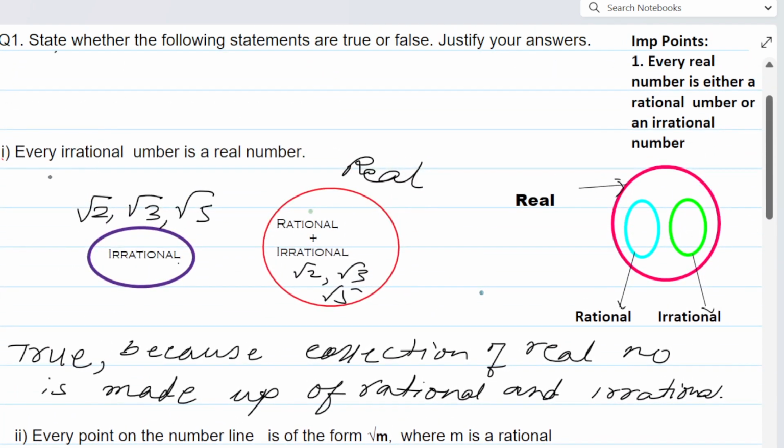Is it okay? So every irrational number is a real number. You see this diagram. Root 2, root 3, root 5 are irrational numbers. These irrational numbers are present in this set also, which is the real numbers. So it is true. To make it more clear, let's see question number 2.